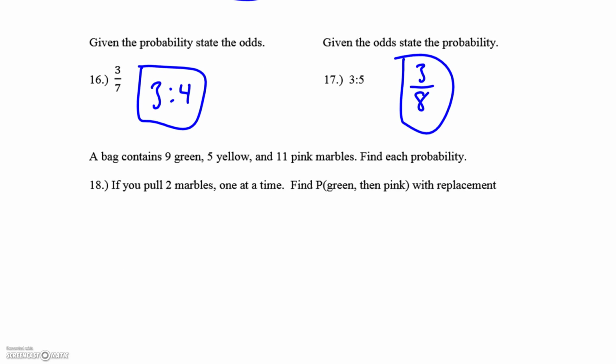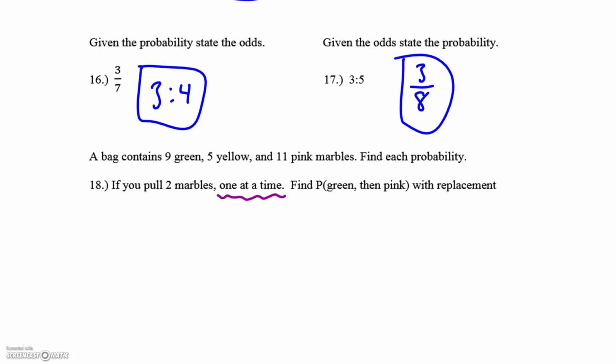In this one it says 2 marbles are pulled 1 at a time, and that 1 at a time is really important because that's what's telling us that this is going to be simple probabilities, all right? Which means I'm just going to set up my fractions, and I'll multiply if it's and, I'll add if it's or, all right? So it says to find the probability of green, then pink with replacement.